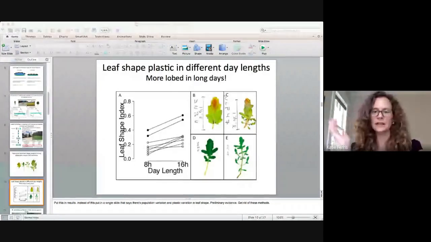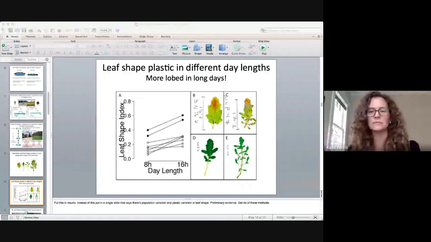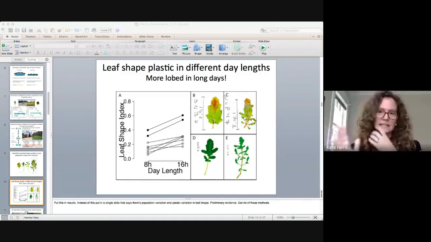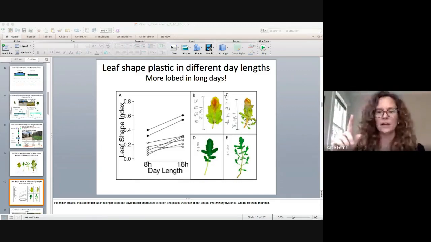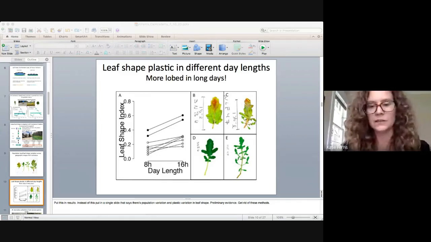Okay, so there's also phenotypic plasticity in the same trait, leaf shape. When I've grown genotypic replicates in long and short day lengths, for example, in the lab, you see that at long days there's much more lobing in the same genotype than in short days. You can see that in this figure. The top two panels are different genotypes grown in short days, and the bottom two panels, D and E, are those same genotypes grown in long days. So there's quite a bit of phenotypic plasticity in leaf shape, as well as population level variation.